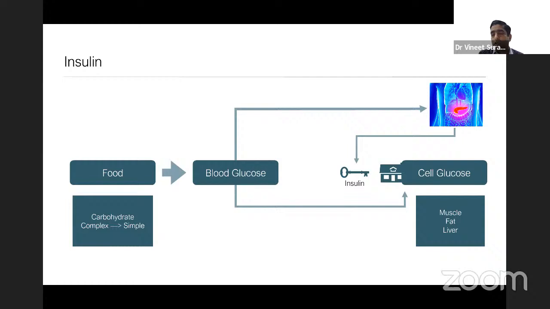If insulin is not there, then glucose starts accumulating in the bloodstream, and these cells ultimately will require some amount of energy to sustain themselves, and then they start burning the fat more and more, and in that process they generate lots of ketones, and finally the child ends up with ketoacidosis.